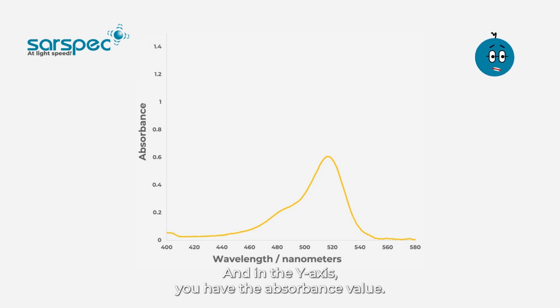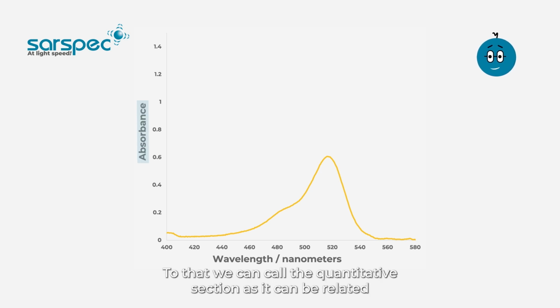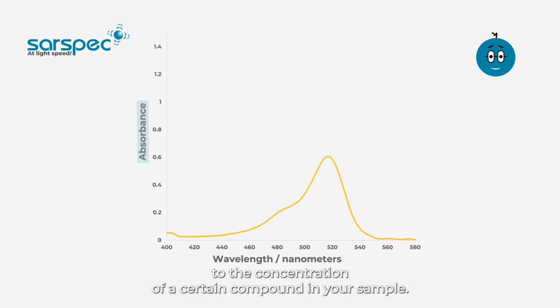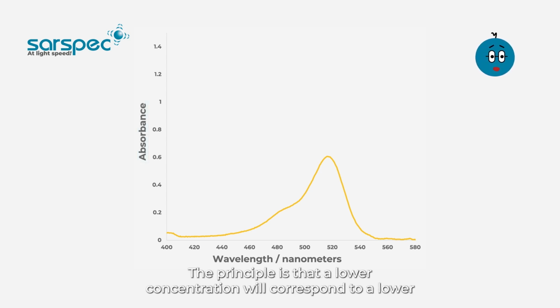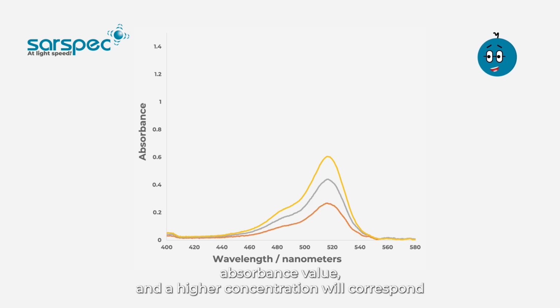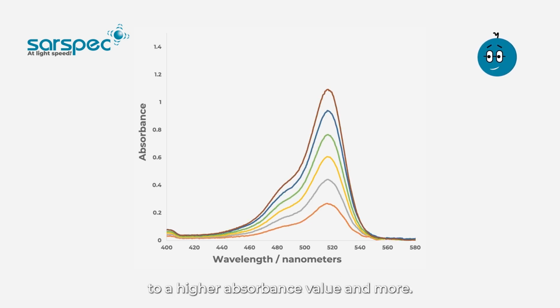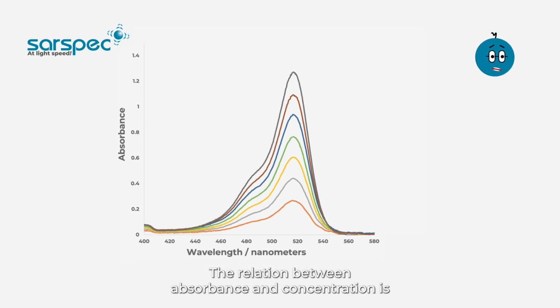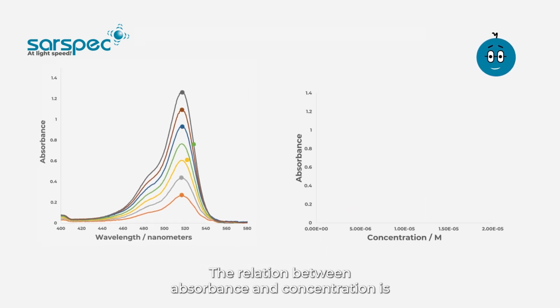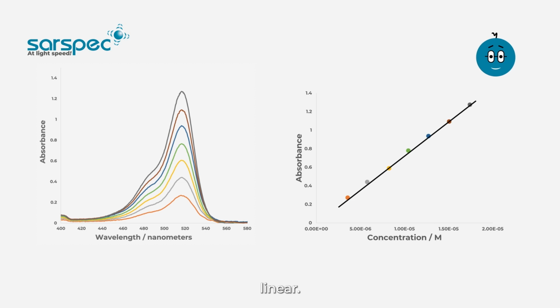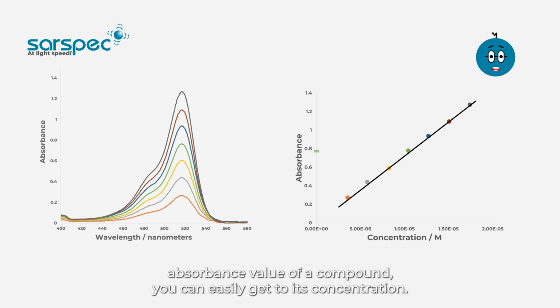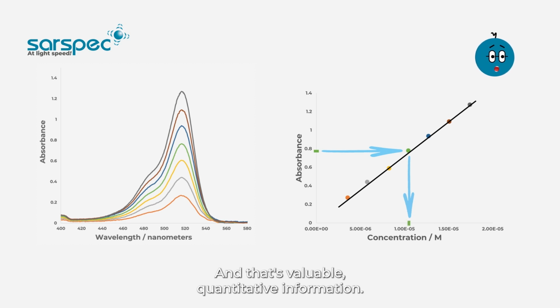And on the y-axis, you have the absorbance value. This we can call the quantitative section, as it can be related to the concentration of a certain compound in your sample. The principle is that a lower concentration will correspond to a lower absorbance value, and a higher concentration will correspond to a higher absorbance value, and more. The relation between absorbance and concentration is linear. So, by knowing the absorbance value of a compound, you can easily get to its concentration, and that's valuable quantitative information.